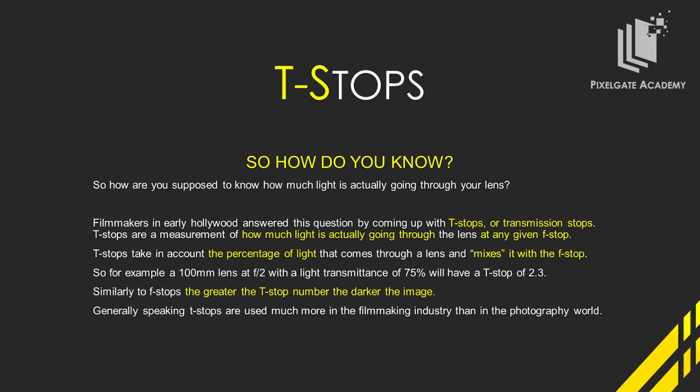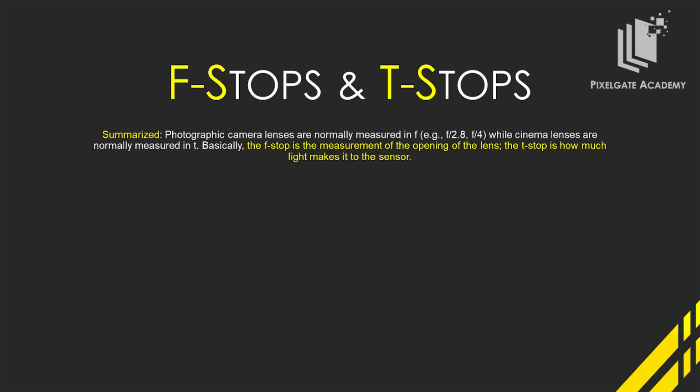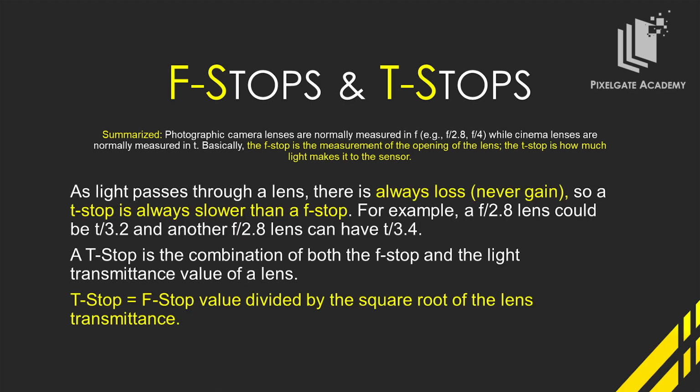Generally speaking, t-stops are used much more in the filmmaking industry than in the photography world. Nevertheless, it can get confusing because it's not the same. To summarize, photographic lenses are normally measured in f-stops, while cinema lenses are normally measured in t-stops. The f-stop is a measurement of the opening of the lens, the t-stop is how much light makes it to the sensor.